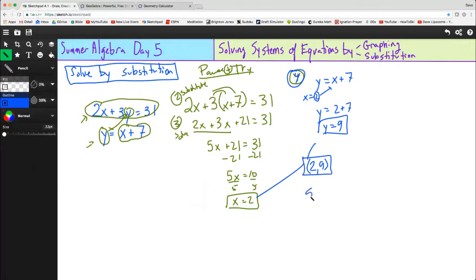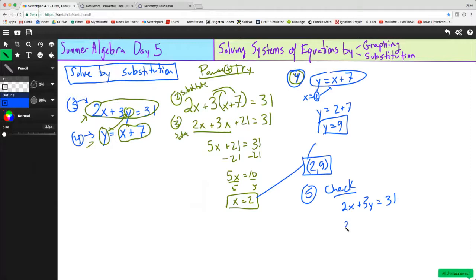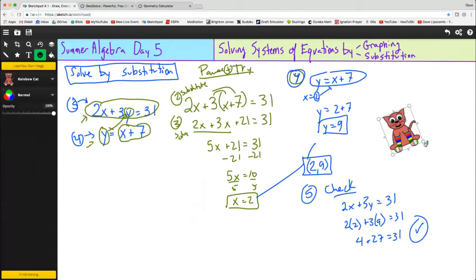And so now in step 5, we're going to do our check step. Which one do we use? Well, we used this equation in step 4, right? So in step 5, we have to use the other equation. So I'll say 2x plus 3y equals 31. So let's validate if that works. Does 2 times 2 plus 3 times 9 equal 31? Does 4 plus 27 equal 31? And the answer is yes. So I have a valid solution. And what do we do when we have valid solutions? Sometimes we put happy cats.